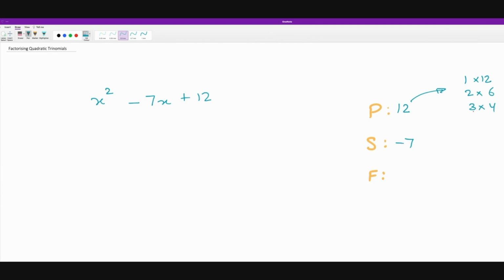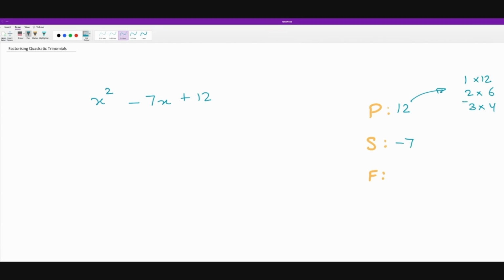Now, do any of these by themselves add to give me a negative number? We can see all of these are positive, and if I was to add them together, I would get a positive answer. However, we didn't also keep in mind that if we have two negatives, they will multiply to give me a product of a positive, and they will give me a sum of a negative. So let's go ahead and put some negatives with these.